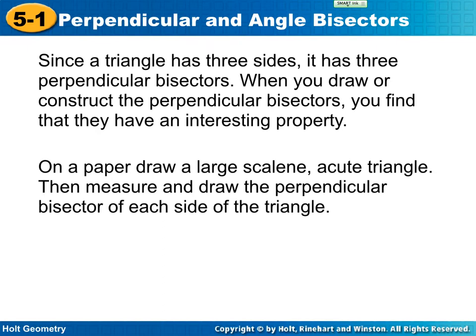Okay, now since a triangle has 3 sides, there's going to be 3 perpendicular bisectors on a triangle. And when you draw or construct them, you'll find that they have an interesting property. So just on a separate sheet of paper, let's have you make, with your straight edge, a large scalene acute triangle. Scalene acute. And then you're going to need your tools.